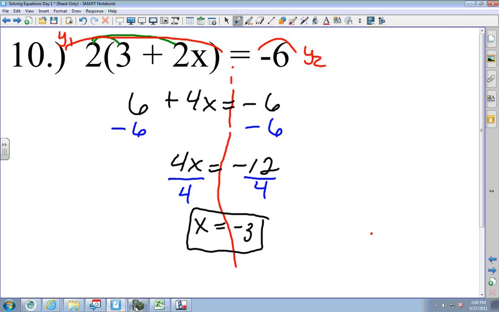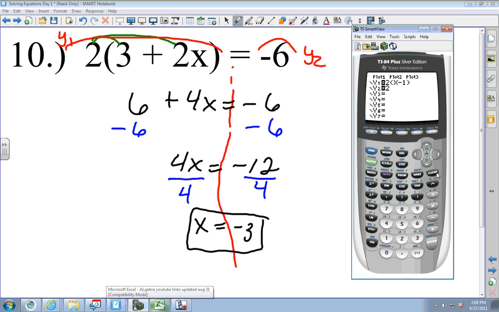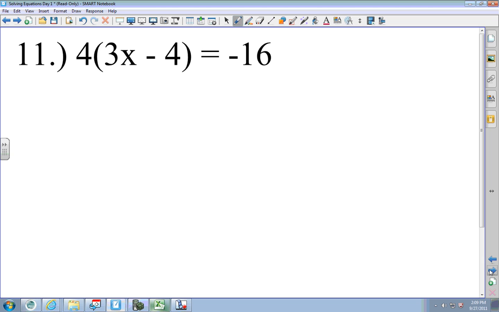So here's my graphing calculator. Go to y equals. I'm going to put 2 parentheses, 3 plus 2x, parentheses, and go down here to get negative 6, second graph. I think the answer is negative 3. Yep, y1 and y2 are both negative 6 right there. That means that I'm correct. There's the next one. Pause the video and come back and see how you did.